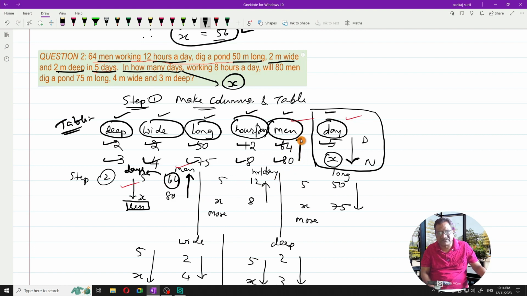That arrow mark was already put. The second arrow mark is also ready. Now let us try to put the arrow mark for hours per day. Again, compare the last column, the days column, with the hours per day column. You have 5 and x over here, and hours per day you have 12 and 8. So let us try to put the arrow mark.